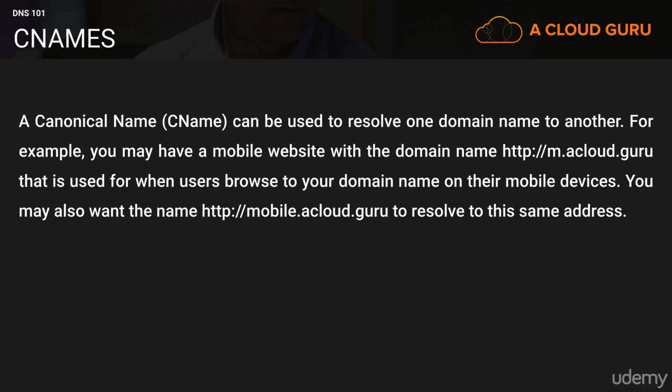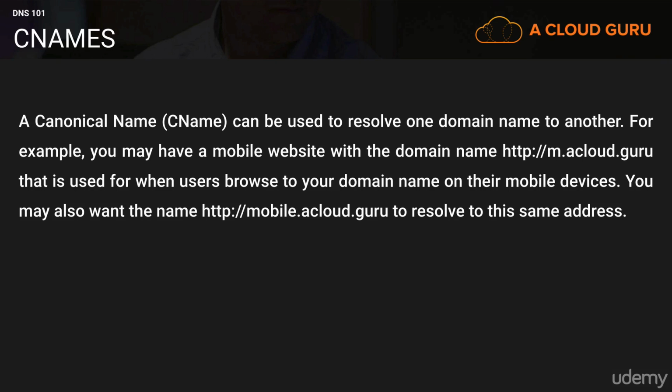So for example, you might have a mobile website and you've got the domain name m.acloud.guru, and it's used for users when they're browsing to the domain name on their mobile devices. Now you might also want them to be able to use mobile.acloud.guru to resolve to the same address. So instead of having two A records with the same IP address, you can essentially have mobile.acloud.guru point to m.acloud.guru and use that A record. So that's all a CNAME is. It moves one domain name to another, and it can be external ones as well.